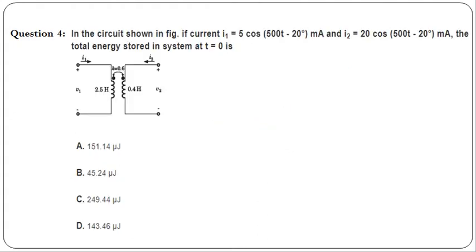Now next question is, in the circuit shown in the figure, if the current I1 is equal to 5 cos of 500t minus of 20 degree milliampere, and I2 current is 20 into cos of 500t minus of 20 degree milliampere, the total energy stored in the system at t is equal to 0. So यहाँ पे क्या है कि हमें energy calculate करनी है कितनी store हो रही है system में at t is equal to 0 instant.